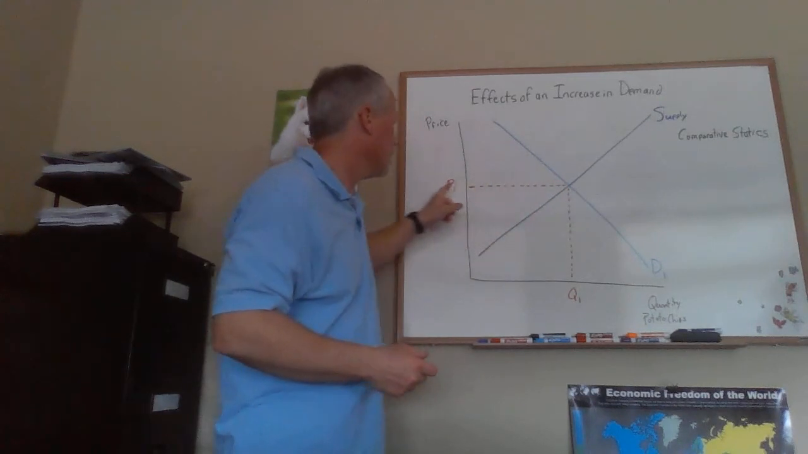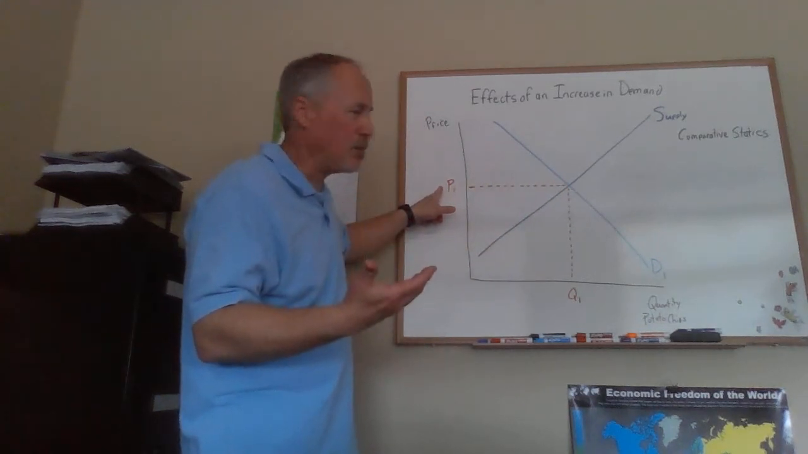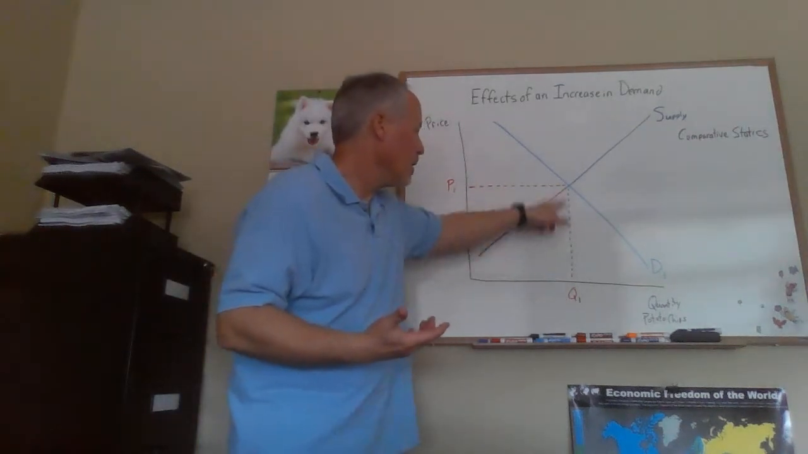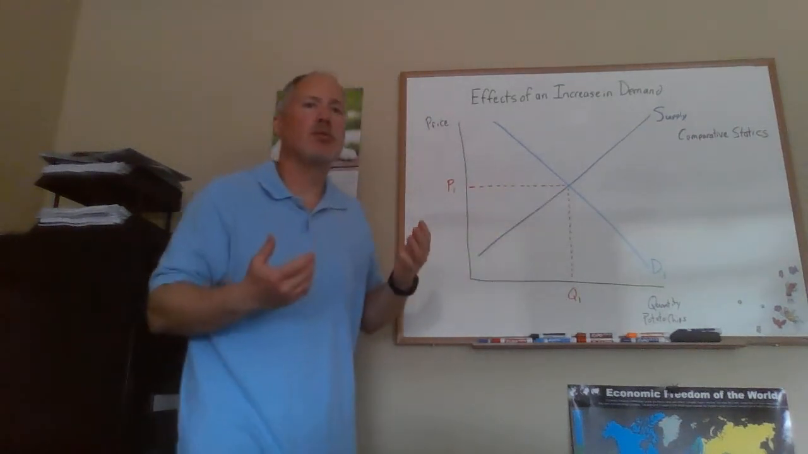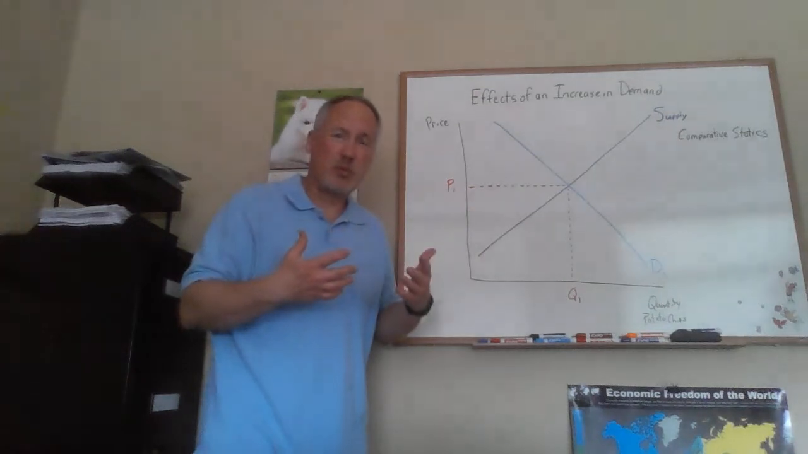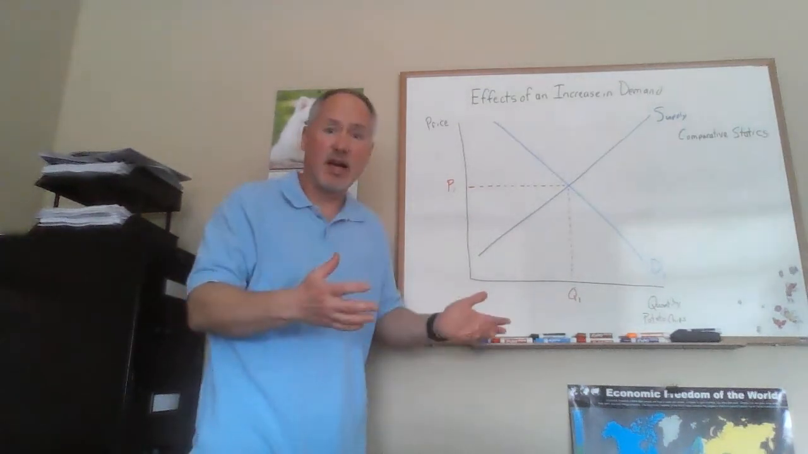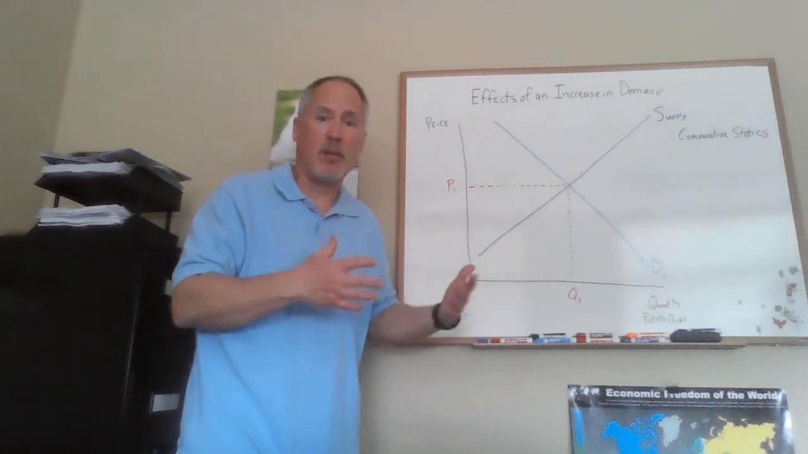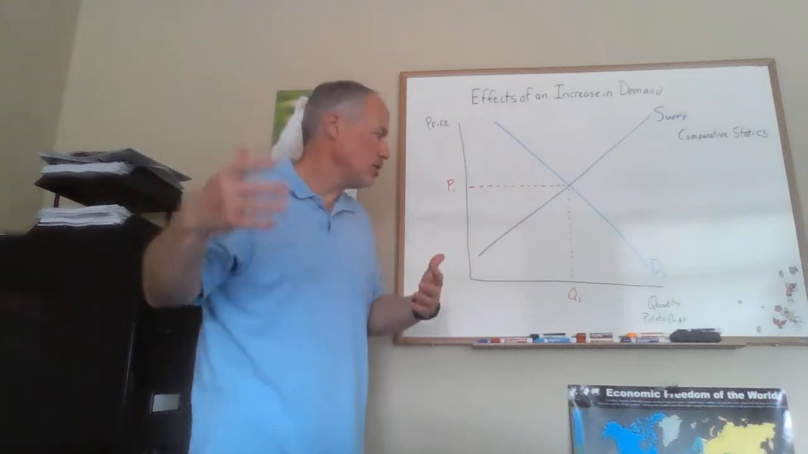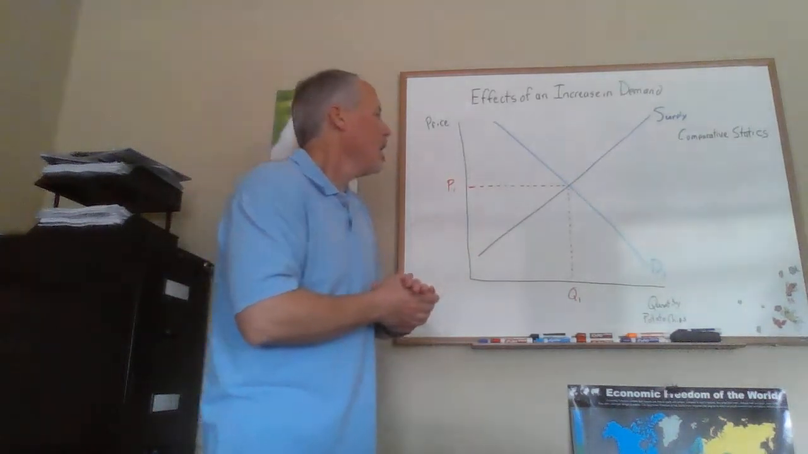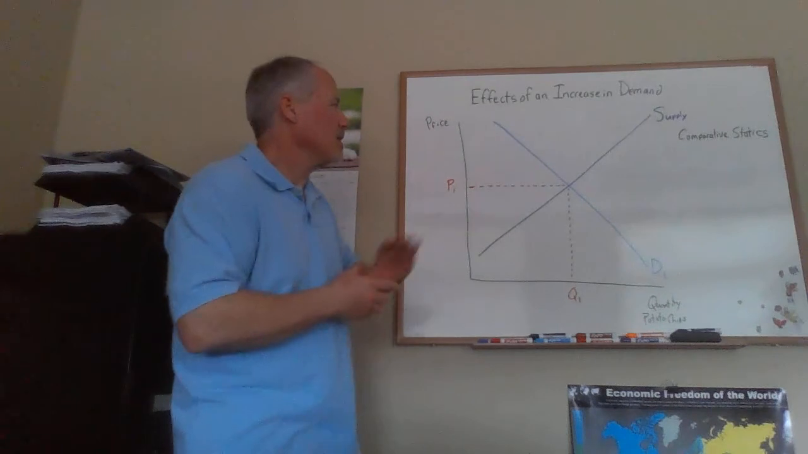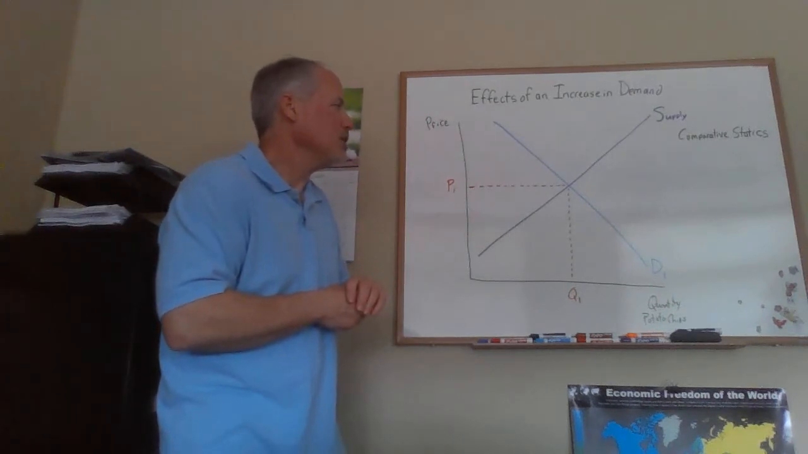They intersect here. So P1 would be the equilibrium price, and Q1, the quantity at that point, would be the equilibrium quantity. I've labeled those P1 and Q1 because we're going to have a second one after the shift. So we're going to compare P1 with P2 and Q1 with Q2. The case I'm going to look at here is an increase in demand.